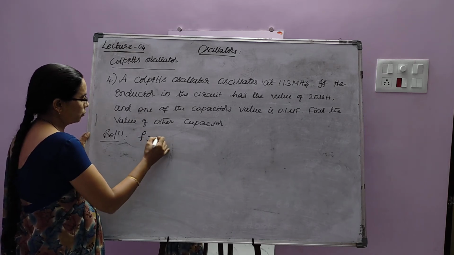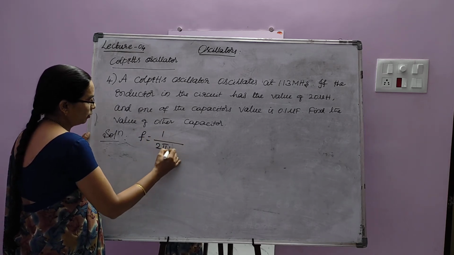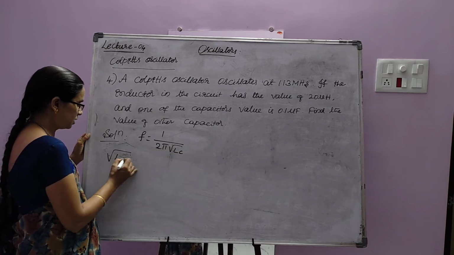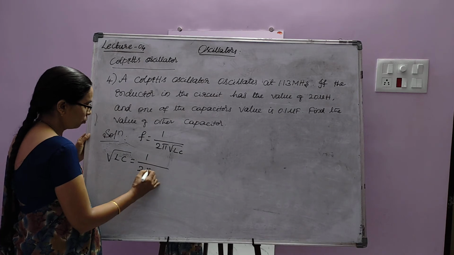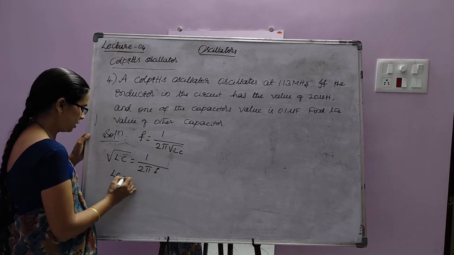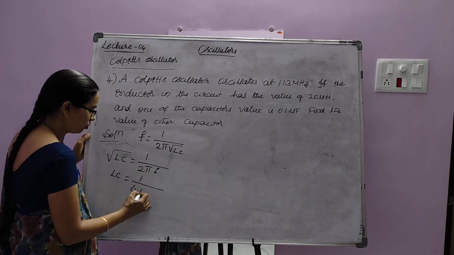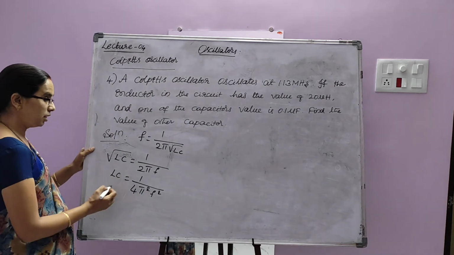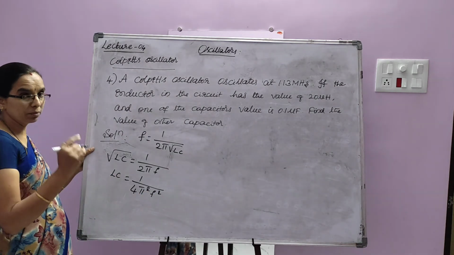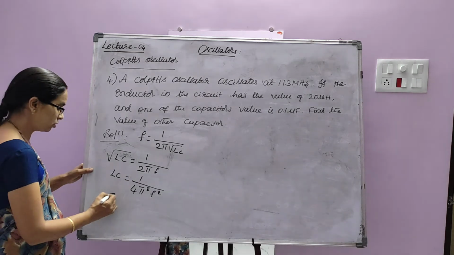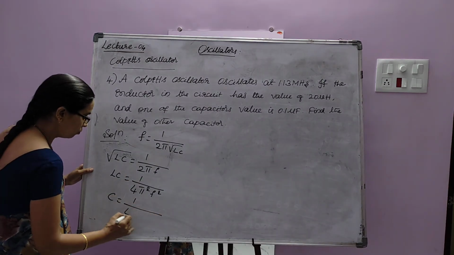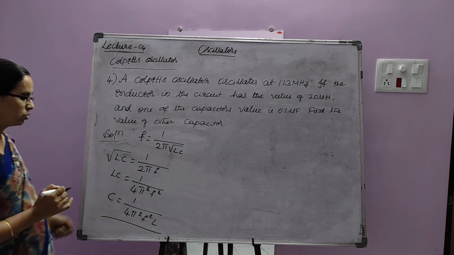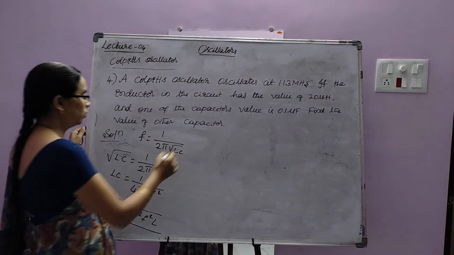Same formula, F is equal to 1 by 2 pi into root LC. Root LC is equal to 1 by 2 pi F. LC is equal to 1 by 4 pi square F square. Right? L is given, C is the one capacitor's value. So we will make an equation for C: 1 by 4 pi square F square into L. So we will substitute the values to calculate.